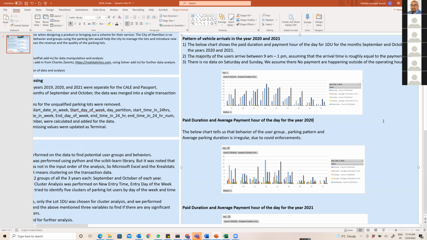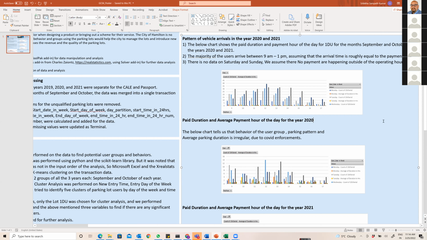So we ran the cluster analysis on this data. Once we ran it, we were able to find out some behaviors, the user behaviors, from the clusters. We tried plotting the clusters in terms of average duration and the paid hours, so we plotted the graph for that. Once we were able to visualize the results, we were able to find the pattern.